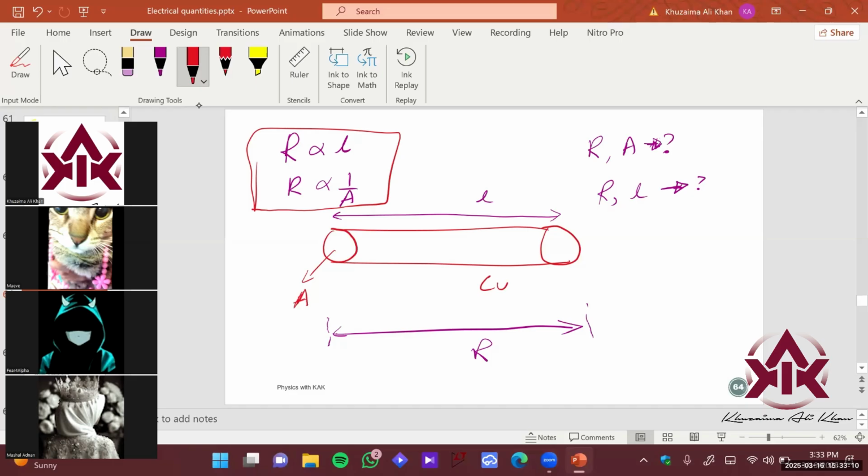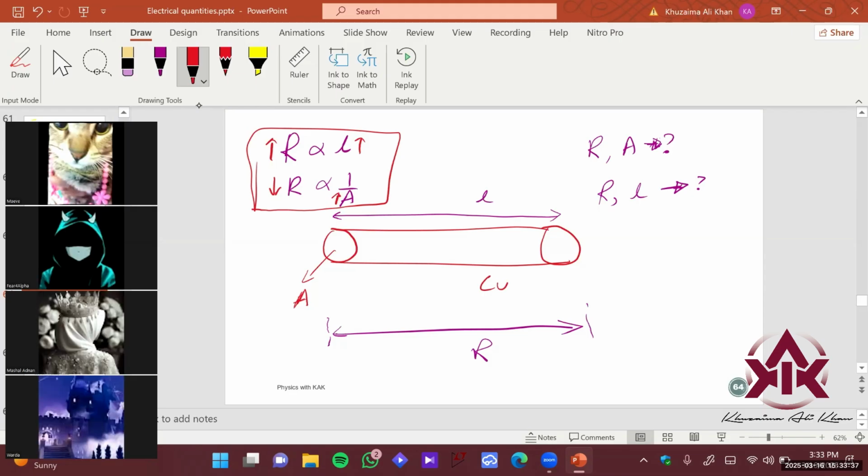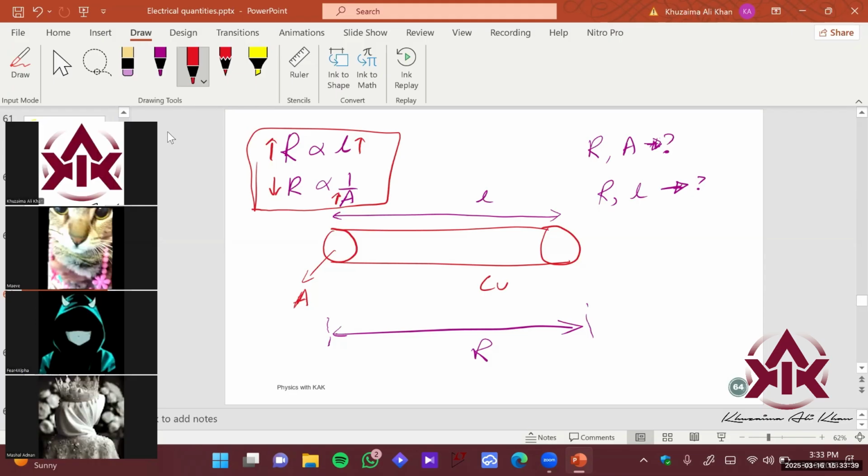If you increase the length, the resistance increases. If you increase the area, the resistance decreases. Sorry, I said the inverse over here. If you have more area and the same number of atoms, there will be more spaces, and therefore it will produce less resistance. The more compact the area, the fewer spaces between the atoms, and it will be difficult for the electrons to move through.